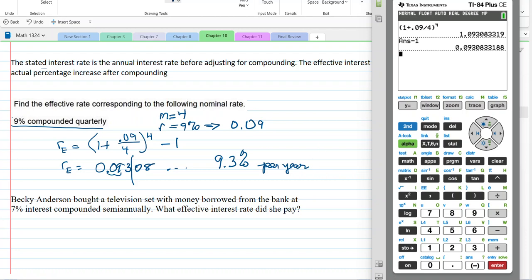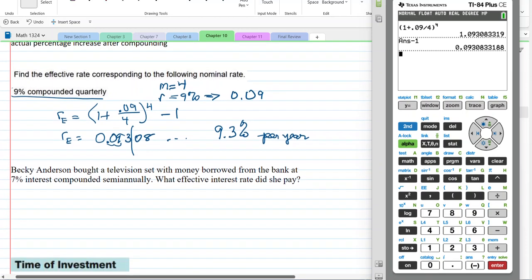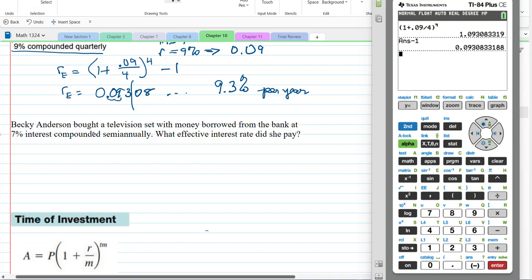Did we get that? All right. So let's look at this one. Becky Anderson bought a television set with money borrowed from a bank at 7% interest, compounded semi-annually. M is 2. What effective yield did she pay? How much is she paying?